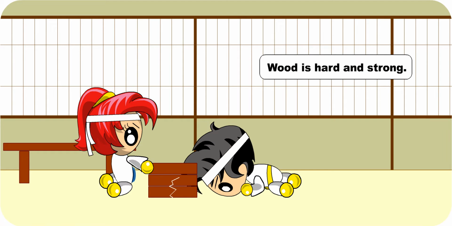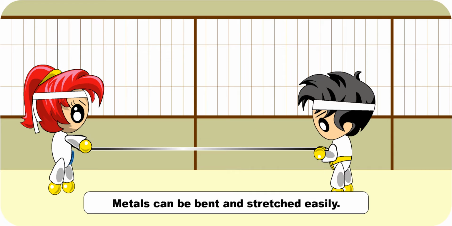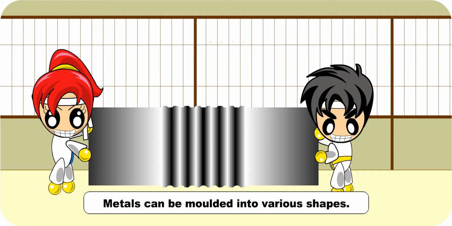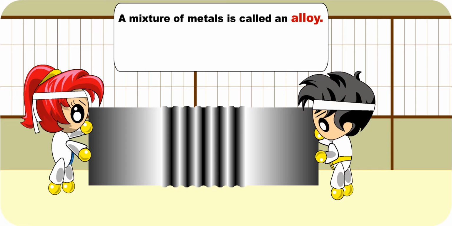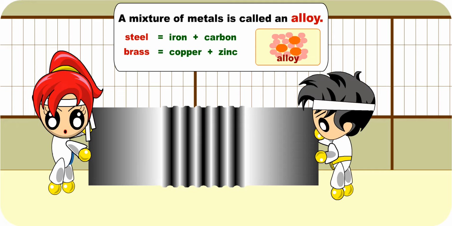That's correct. As for metals, they are hard and strong materials, and yet they can be bent and stretched easily, so that they can be molded into various shapes. Sometimes, metals are mixed together to make them stronger and harder. A mixture of metals is called an alloy. Steel and brass are examples of alloy. So that's how they make metals stronger for constructing buildings.